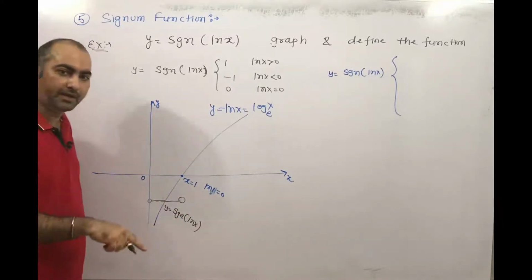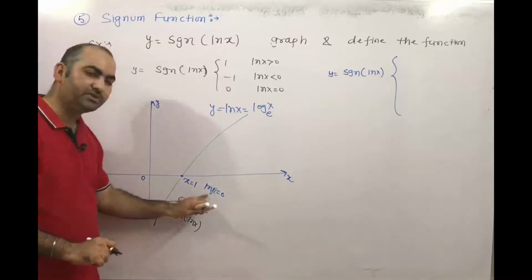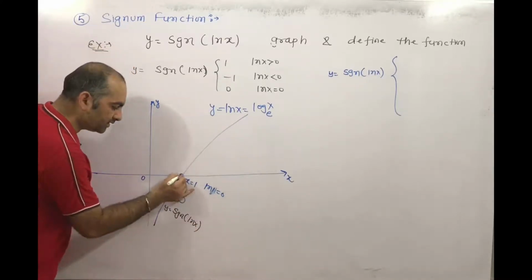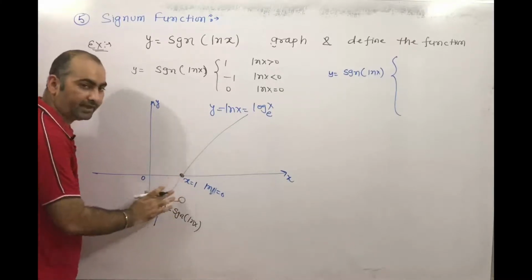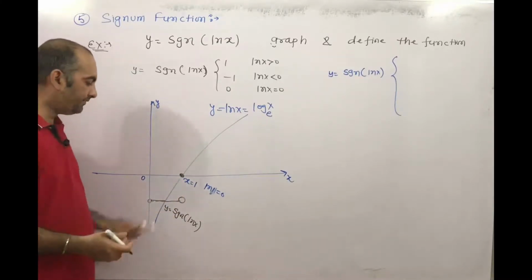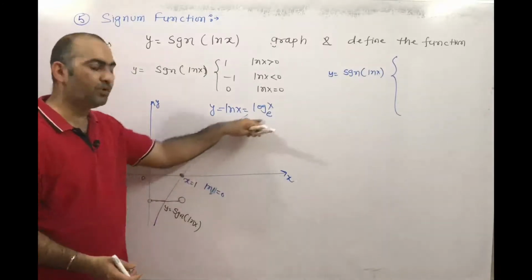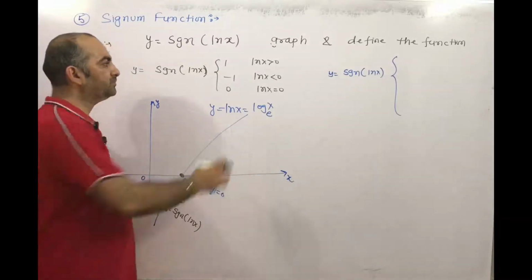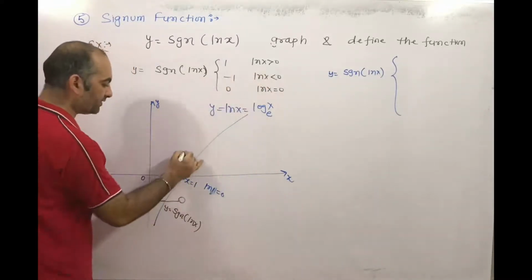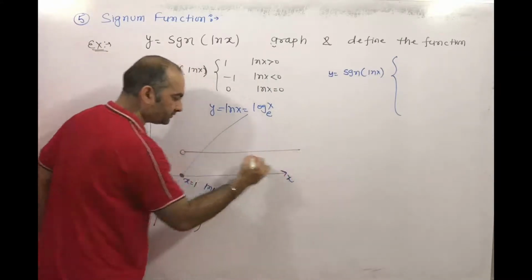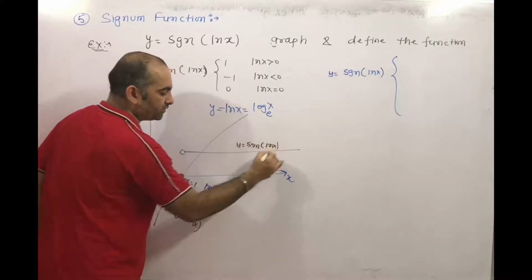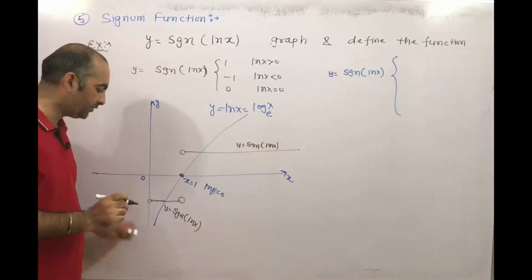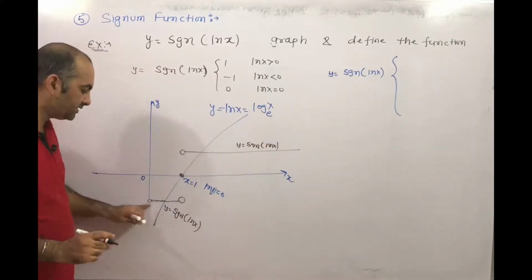At 1, ln x is 0. So here this point will come. So this is the point of y equal to signum of ln x. Now after 1, you see ln x is positive. So if ln x is positive, signum will be 1. So this is y equal to Sgn of ln x. So with the black pen we are drawing the signum of ln x graph. So this graph will come like that.